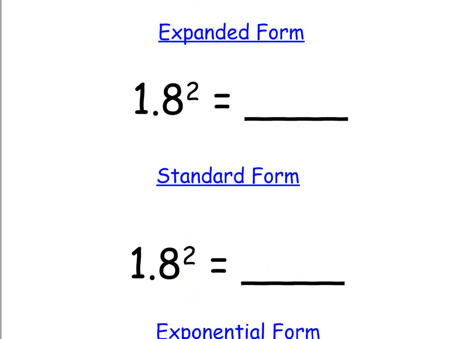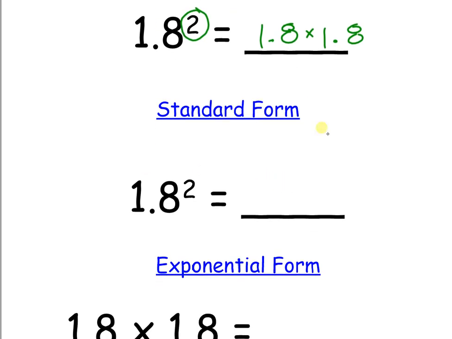Let's try with some decimals. So here we have 1.8 to the second power, so it wants us to write it in expanded form. So I'm going to have my base of 1.8, and since it's to the second power, we multiply it times itself twice. So once and twice for expanded form. For standard form, remember we're looking for the answer to the problem. So you're going to take your expanded form and you're actually going to have to solve it.